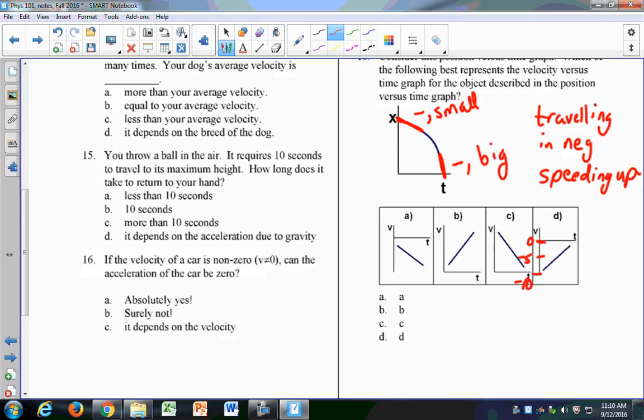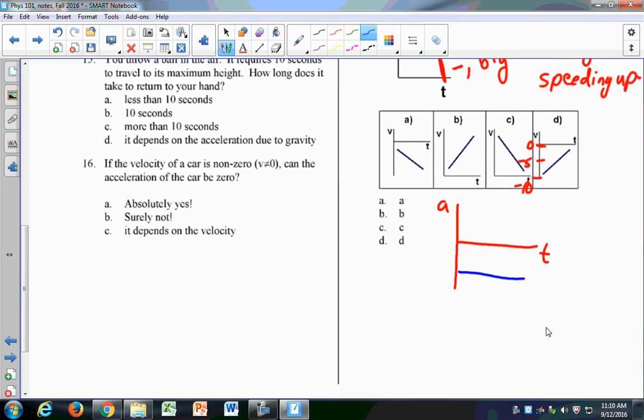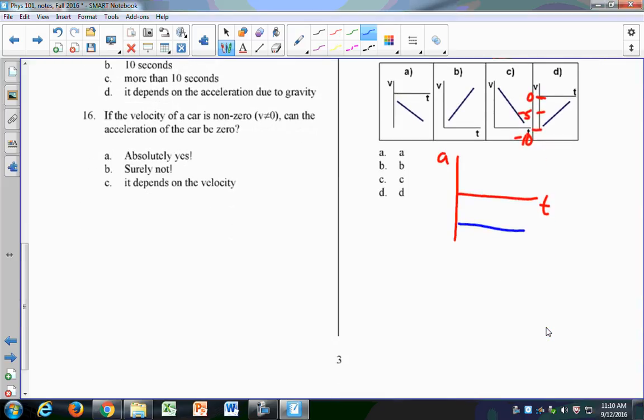Juliana, do you have a question? If I were to draw the A versus T graph, we don't usually deal in those because we deal in constant acceleration. But if I were to draw the acceleration versus time graph, it would look like this. Right? That's not a zero acceleration. That's a negative 10 acceleration or whatever the value is. Is that clear?